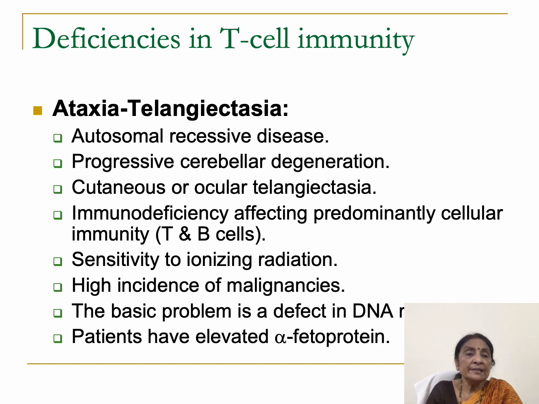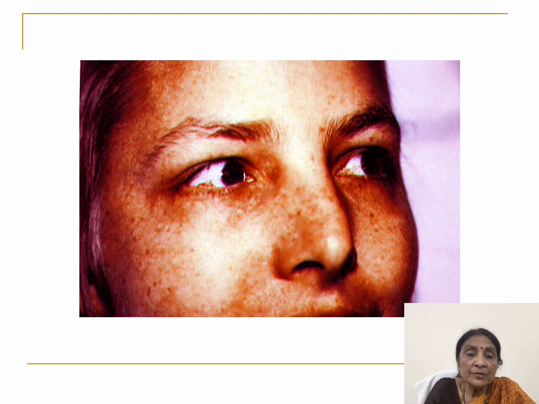Now, ataxia telangiectasia is autosomal recessive. Progressive cerebellar degeneration is there. Cutaneous or ocular telangiectasias are there. Immune deficiency affecting predominantly cellular immunity, and T and B cells, is there. There's sensitivity to ionizing radiation and high incidence of malignancy. The basic problem is in DNA repair, and patients have elevated alpha-fetoprotein. This is a patient with ataxia telangiectasia having telangiectasia in the sclera.